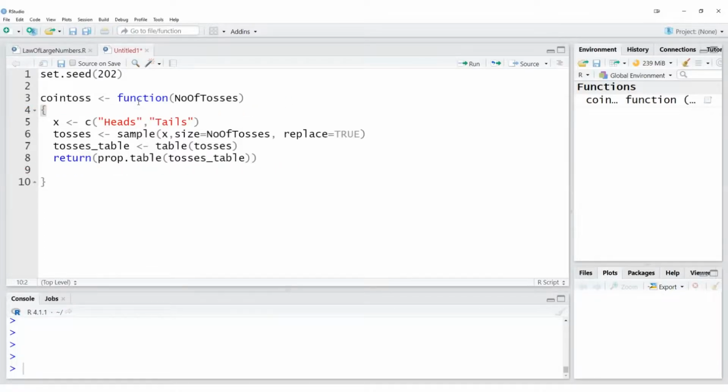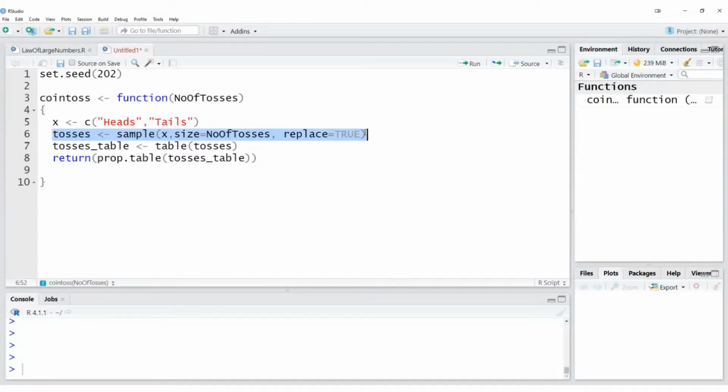I have defined a vector called x which has two values, heads and tails. Now, we will draw random samples from x, so the result will be random heads or tails. Note that the size equals the number of tosses. We have set replace equals TRUE. It means that if an outcome has been selected once, the system is free to choose the same outcome again. This is what happens in real life as well. When you toss a coin, the head or tail outcome is independent of what outcome occurred in a previous toss.